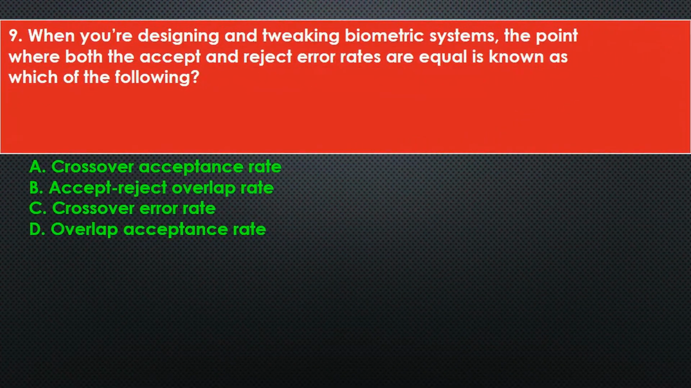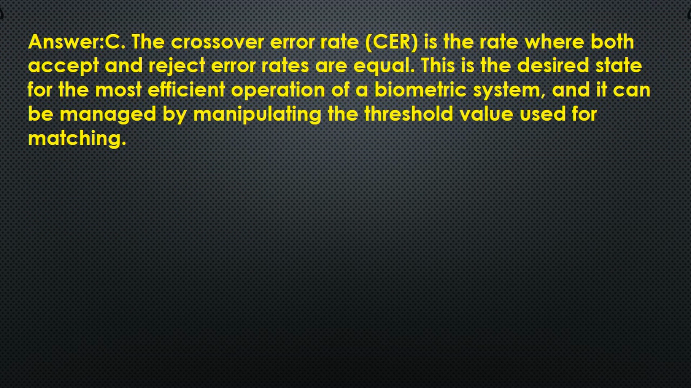9. When you're designing and tweaking biometric systems, the point where both the accept and reject error rates are equal is known as which of the following? A. Crossover acceptance rate. B. Accept reject overlap rate. C. Crossover error rate. D. Overlap acceptance rate. Answer C. The crossover error rate, CER, is the rate where both accept and reject error rates are equal. This is the desired state for the most efficient operation of a biometric system, and it can be managed by manipulating the threshold value used for matching.